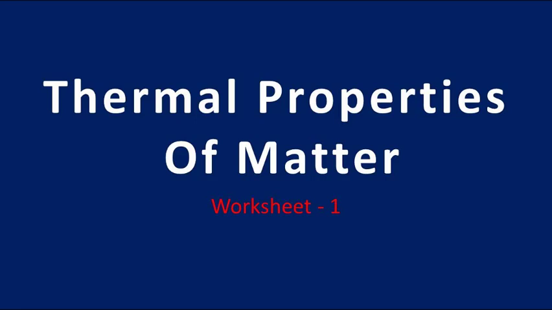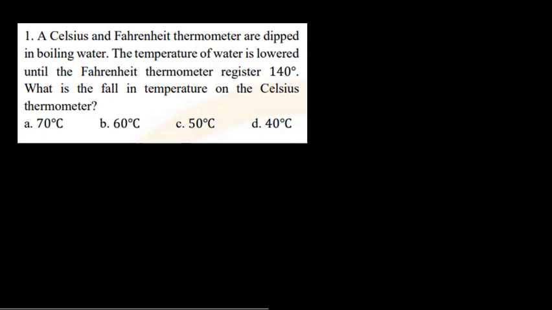Hi everyone, let us discuss this first question. A Celsius and Fahrenheit thermometer are dipped in boiling water. Temperature of water is lowered until the Fahrenheit thermometer registers 140. What is the fall in temperature on the Celsius thermometer?